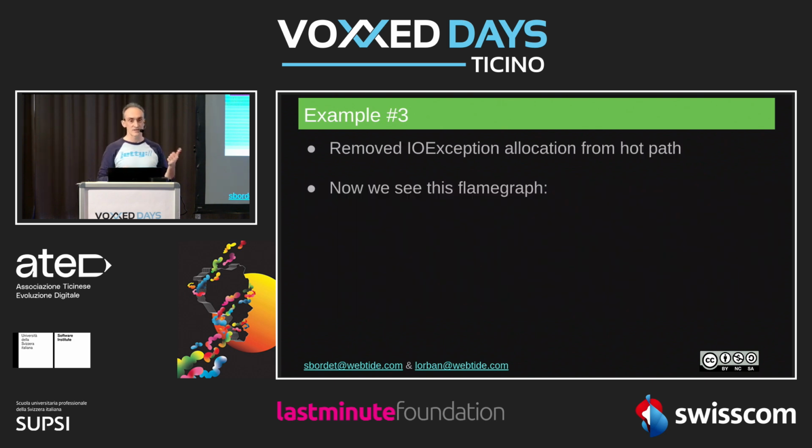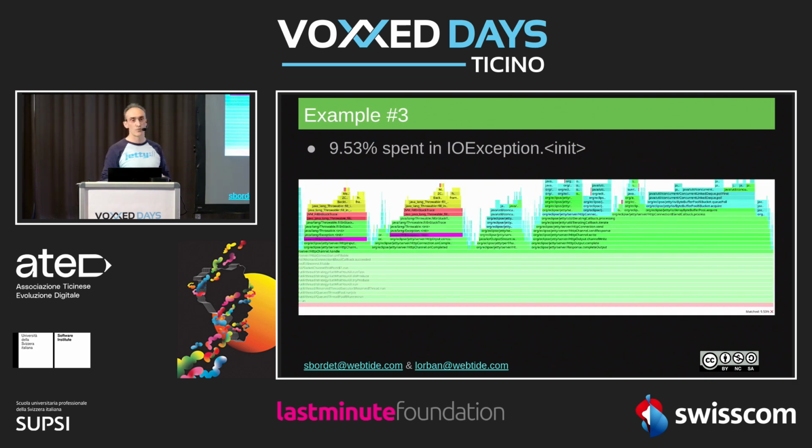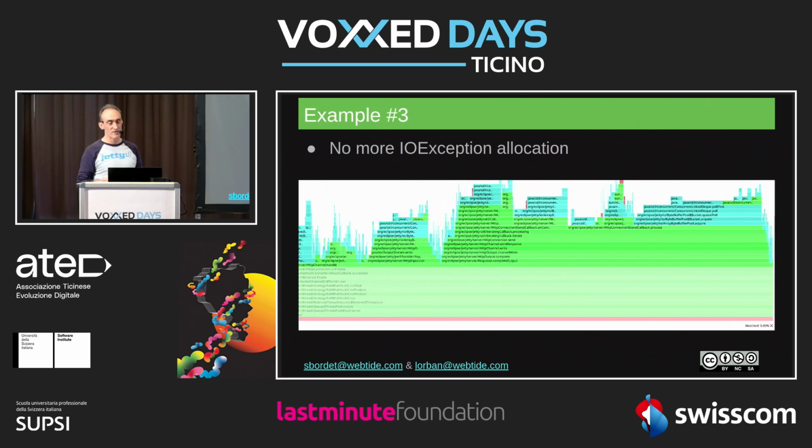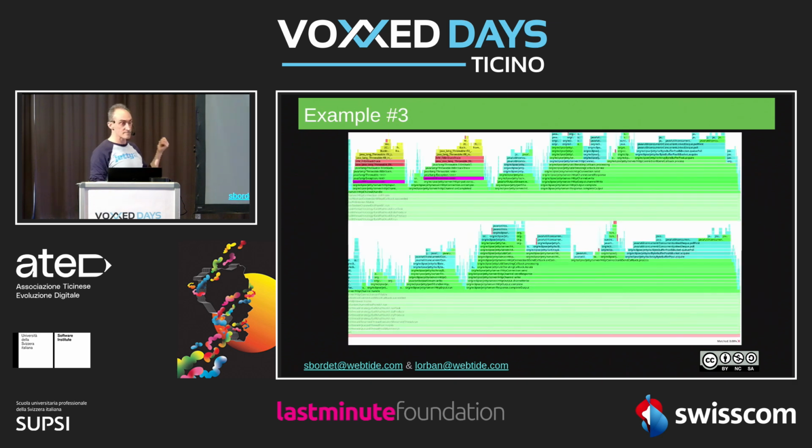And so easy, 10% of the time spent for an I/O exception that we don't throw and we just use for internal stuff. Not good. And so what we have done is that we look at the code, we have the exact stack trace, so we just go to that particular piece of code, super easy, we remove the allocation of the I/O exception. You can see that now the 2 towers on the left are gone.